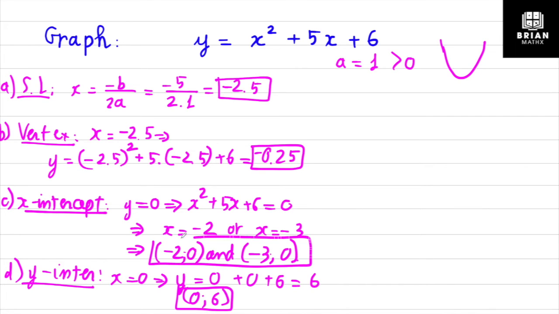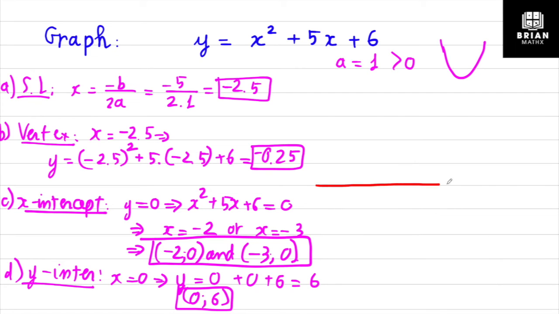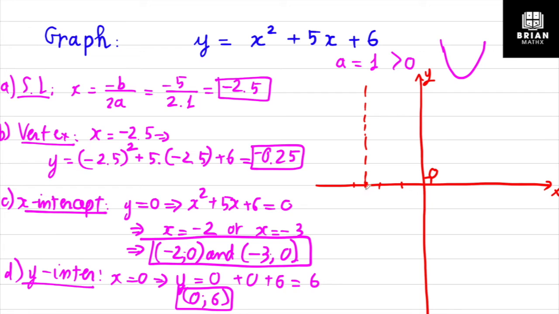And you got these 4 steps, and these 4 numbers will tell you about the form of this graph. Now I put it into the Oxy coordinate. In the first step I will determine the symmetrical line, negative 2.5, in this position. And then the vertex, so what is the vertex? Negative 2.5, negative 0.25.